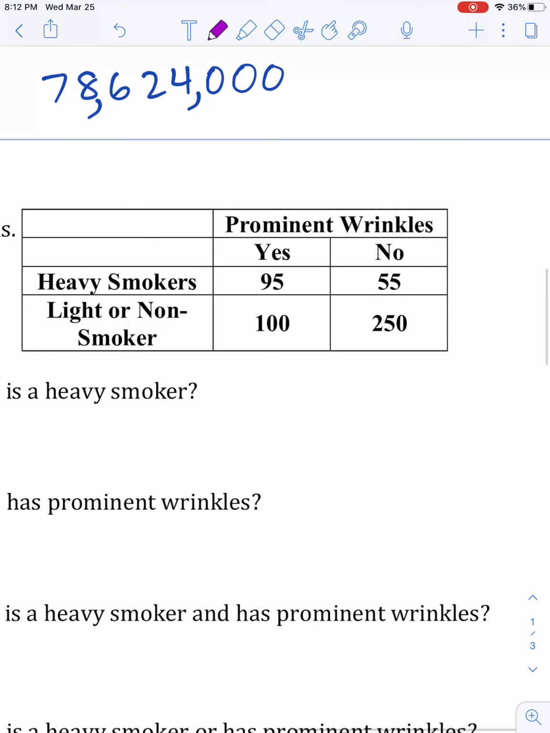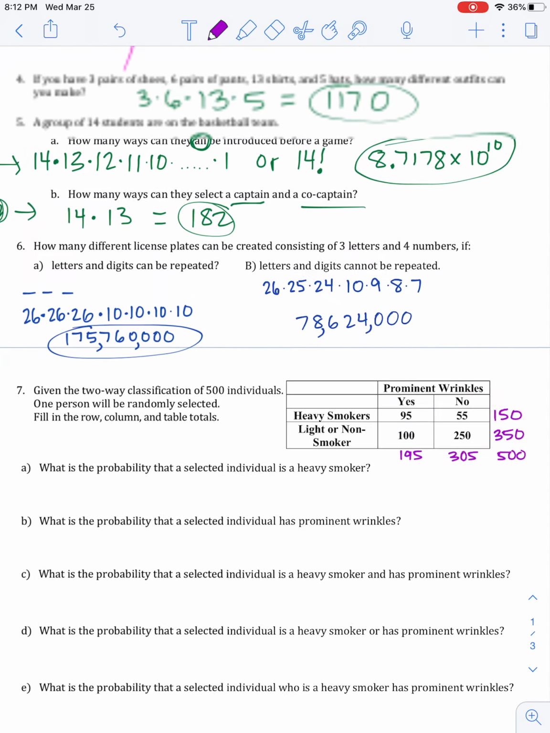So if I add up the rows, 95 plus 55 for this first row is 150 total heavy smokers. 100 plus 250 is 350 light or non-smokers. If I add up all the yes for wrinkles, I get 195, and all the no's for wrinkles is 305. And whether I add the row totals or column totals, either way, those add to 500.